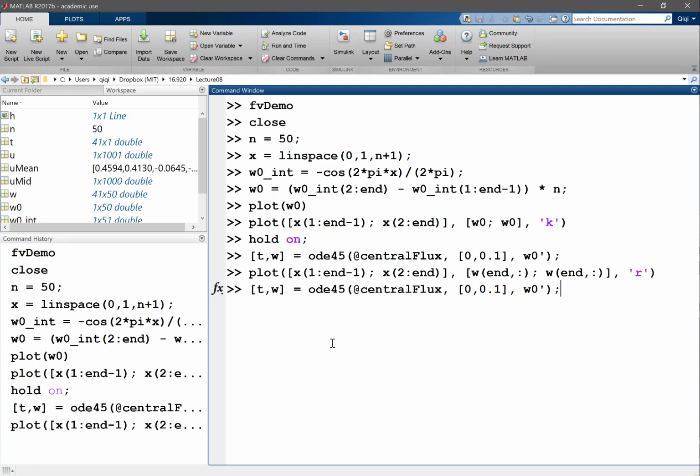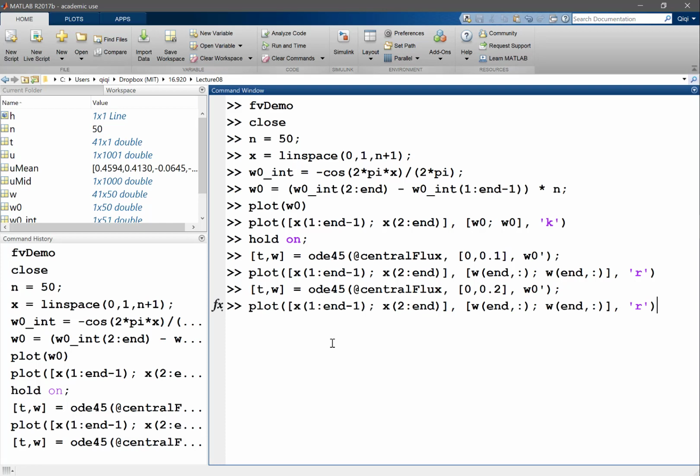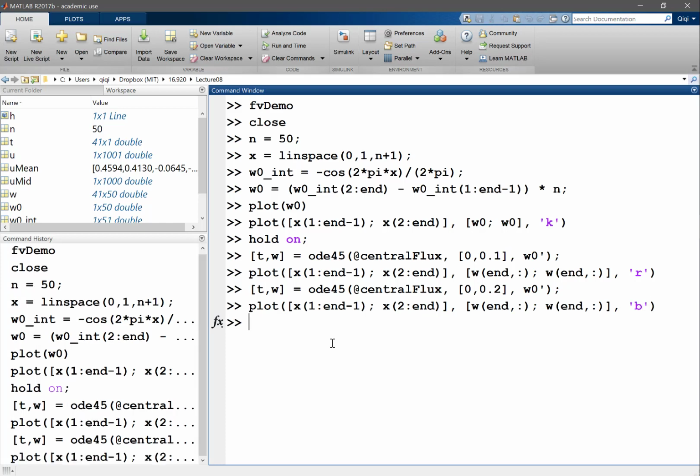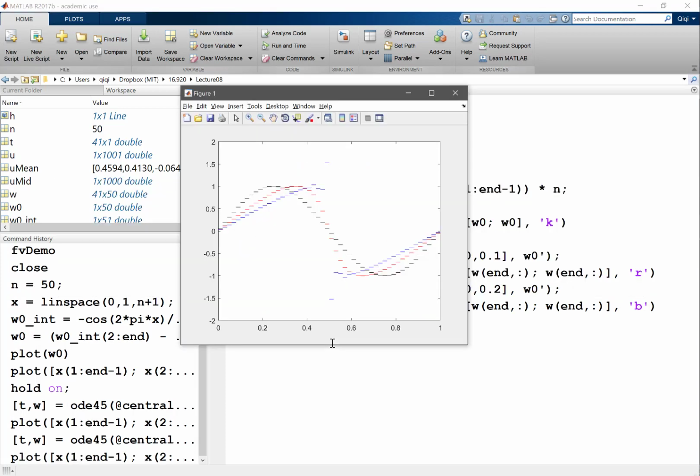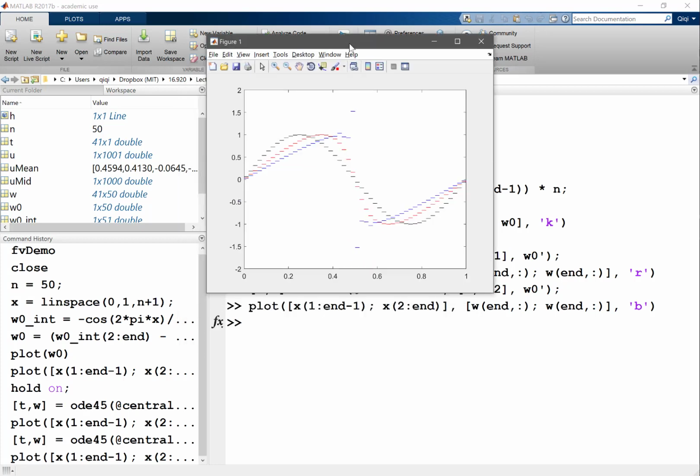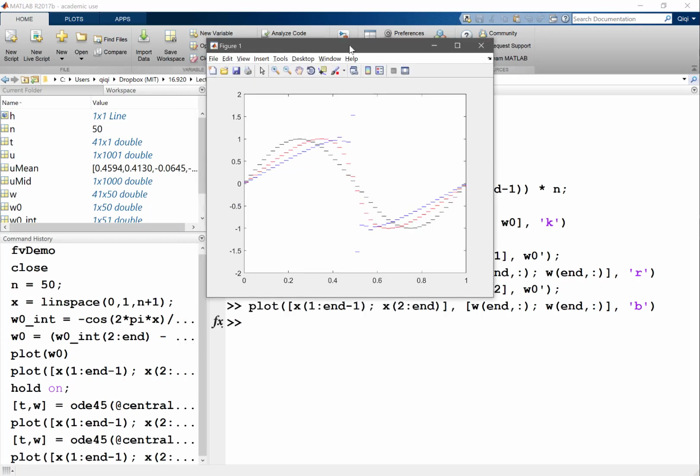Now let's solve it for a little bit longer. And let's plot this as blue. Okay, so here what we see is that the solution still goes wrong. It's better than the finite difference solution, right? But still, it's not doing what it's supposed to be doing. It's not actually capturing the discontinuity without creating oscillations.